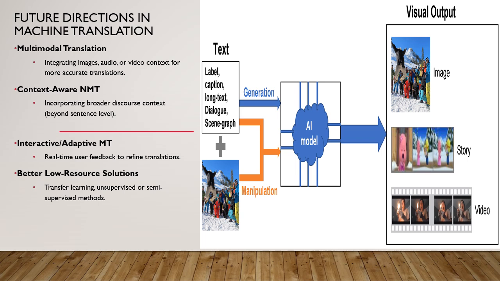For example, translating a signboard image into another language using both text recognition and context understanding, and context aware NMT. Beyond sentence level translation, we are using entire paragraphs for better context. And interactive machine translation: users can correct translation in real time, the AI model, which is a trend in society. Now, low resource language support: transfer learning and unsupervised learning are helping expand translation capabilities. Example would be AI models again.